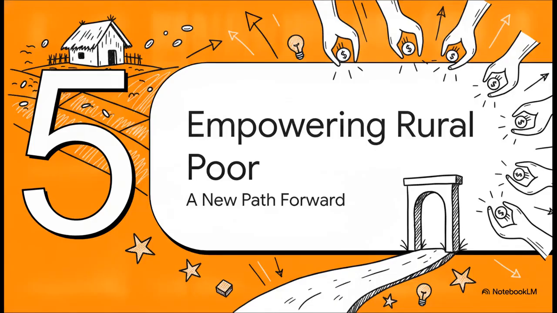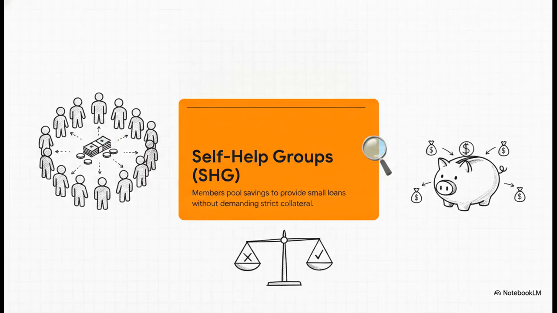Finally, Part 5. Empowering the rural poor and finding a new path forward. So, here is the big challenge. How do you bring safe, formal credit to folks in rural areas who lack the collateral traditional banks demand? Well, enter a really brilliant innovation called self-help groups, or SHGs.